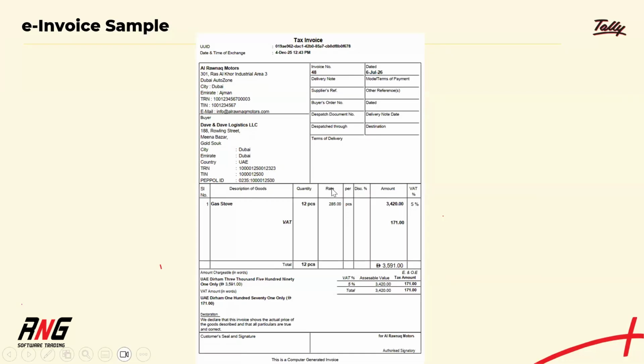As mentioned in the previous slide, there are almost 51 items that need to be mandated. All those things should be here. In case it is not there, the invoice gets rejected.